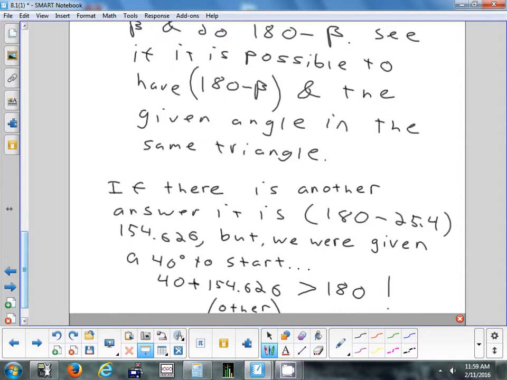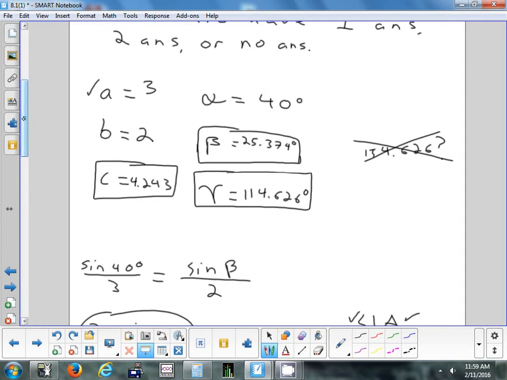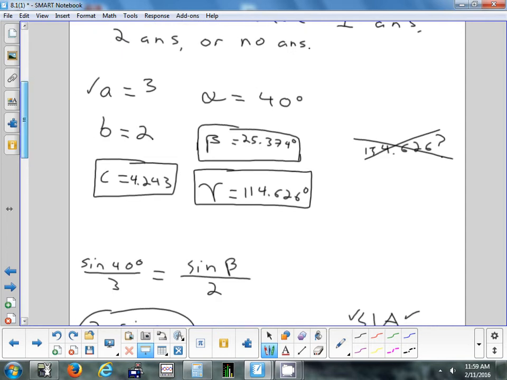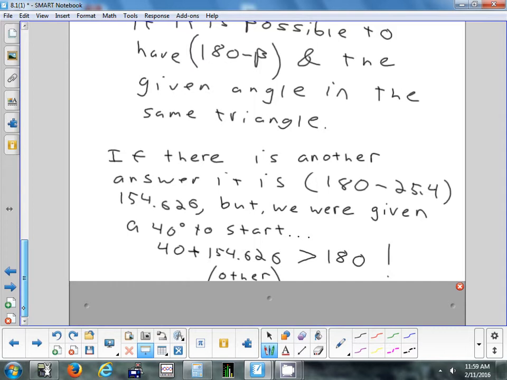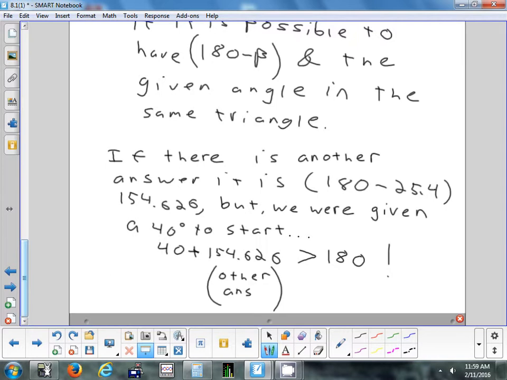Right, so in our problem, if there's another answer, it was 180 minus, I just rounded it, 25.374. When you do that, you get 154.626. But we were given a 40-degree angle to start, and that adds up to more than 180. Okay, so the other answer didn't work.